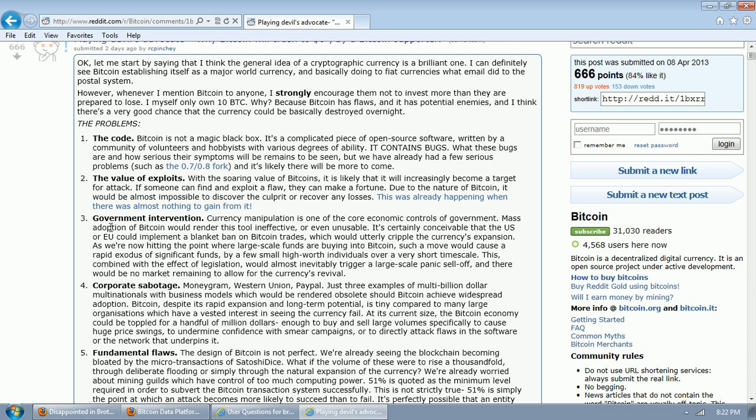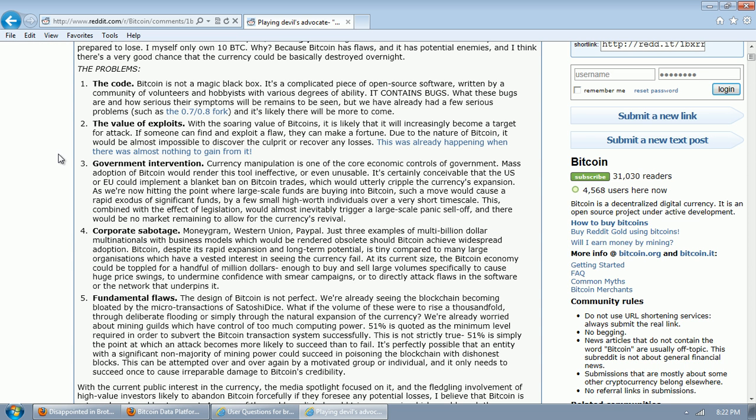Okay, let me start by saying that I think the general idea of a cryptographic currency is a brilliant one. I can definitely see Bitcoin establishing itself as a major world currency and basically doing to fiat currencies what email did to the postal system. However, whenever I mention Bitcoin to anyone, I strongly encourage them not to invest more than they are prepared to lose. I myself only own 10 Bitcoins. Why? Because Bitcoin has flaws and it has potential enemies, and I think there's a very good chance that the currency could be basically destroyed overnight.